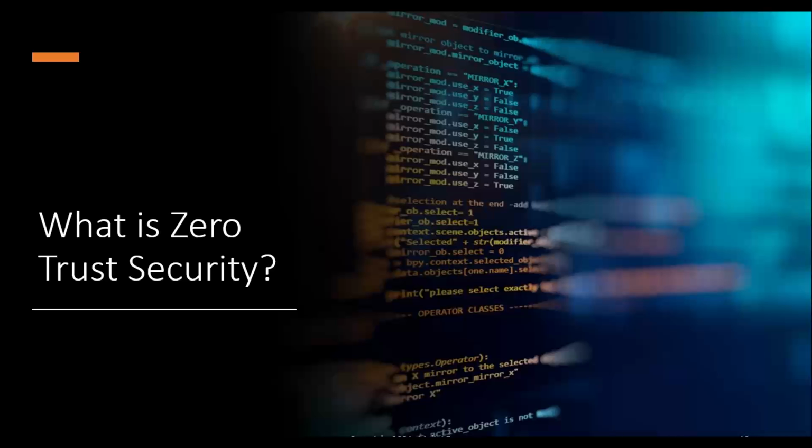Then there is what is zero trust security, right? So let's now quickly look at it, we have around 20 minutes now. So I'll quickly take this up for another 10 minutes. What is zero trust security, right? This is quite a topic discussed right now within the organizations.